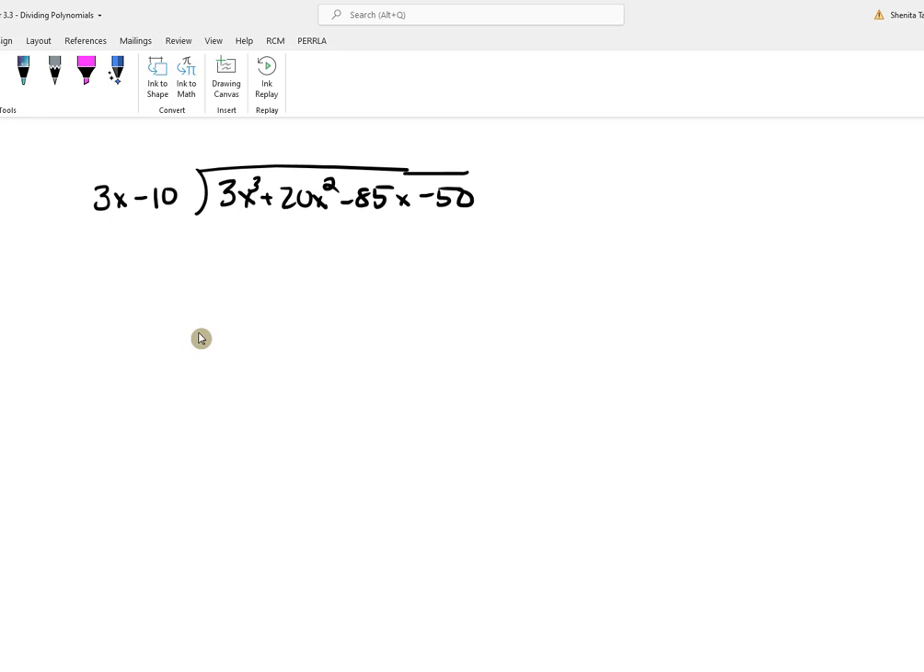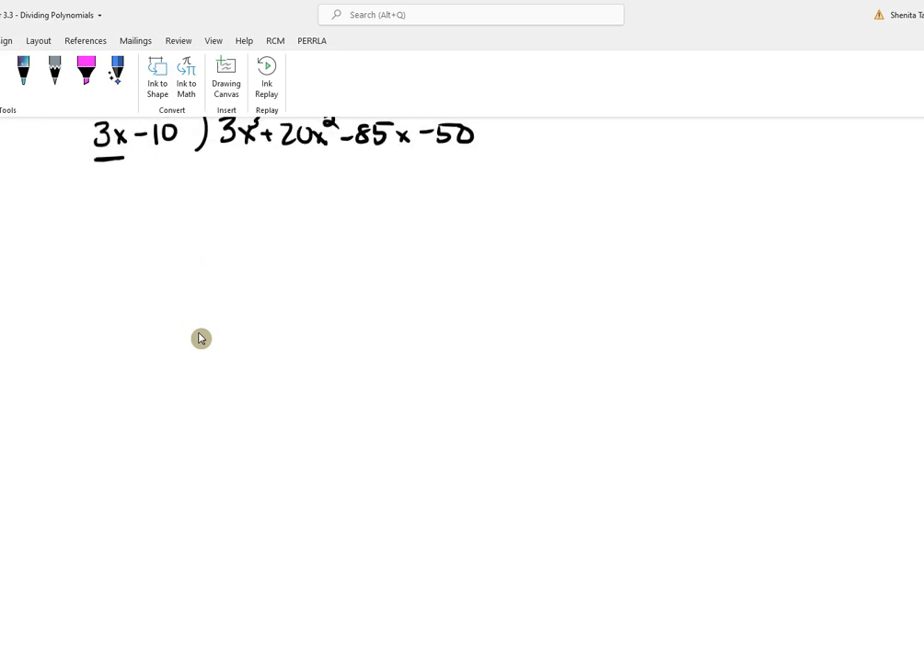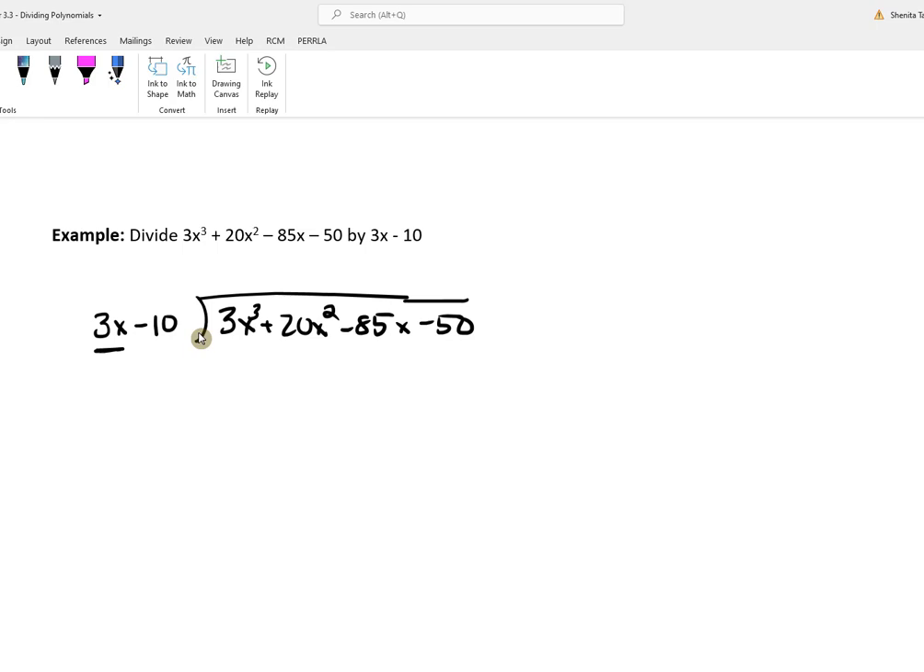Alright, so what you're going to do is look at this first term and ask yourself, how many times does 3x go into 3x cubed? Well, what I like to do is divide it out this way. If I take 3x cubed and divide it by 3x, I get x squared. So that's my first term, x squared. So now I'll take x squared and multiply it with the 3x minus 10. I have 3x cubed minus 10x squared. And then I'm going to subtract it off.